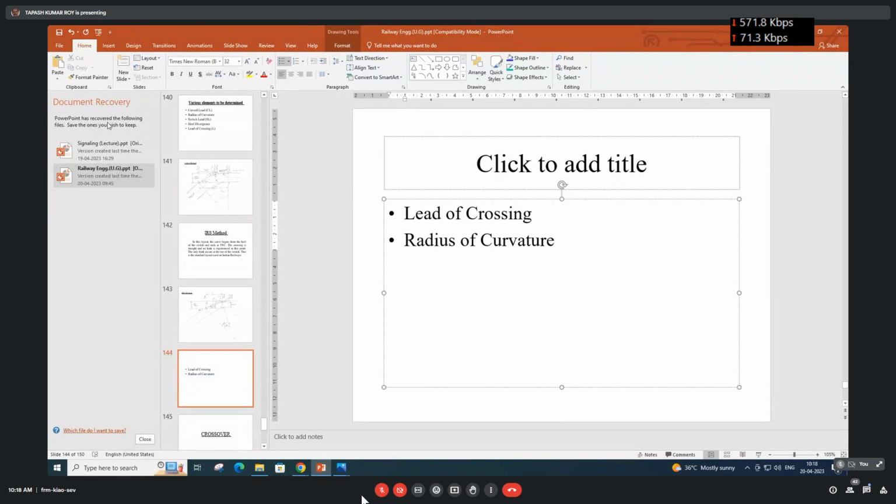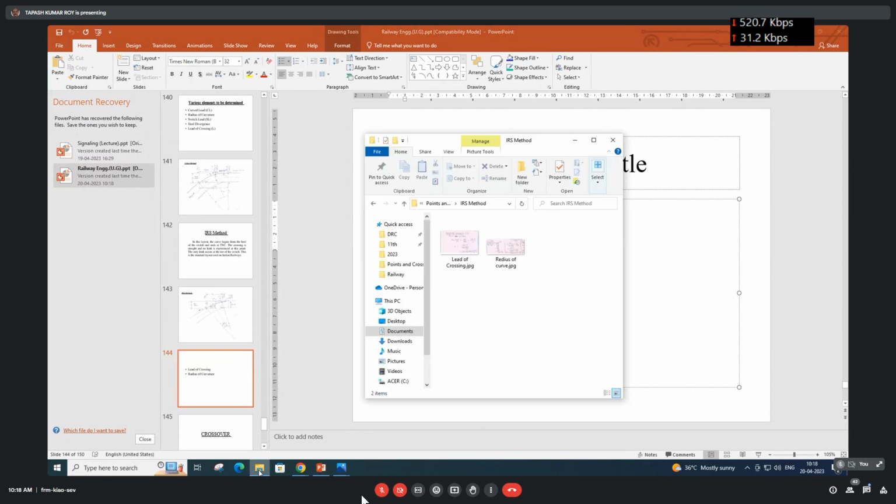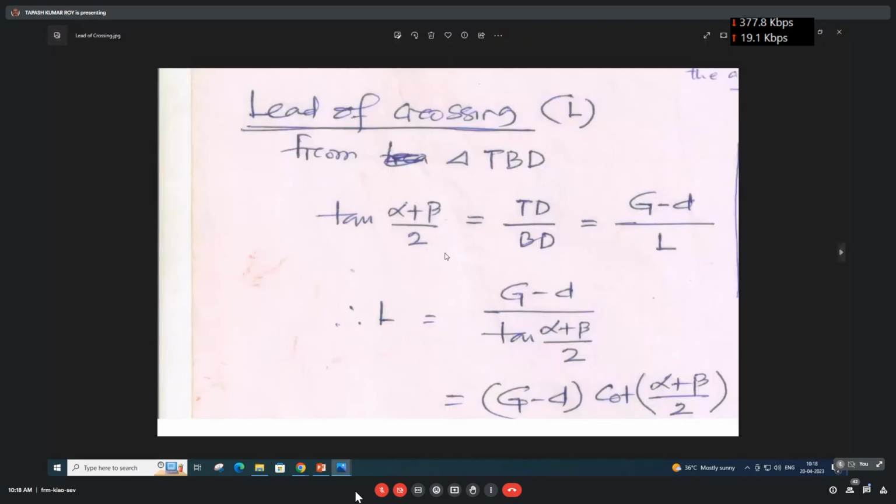This is another difference with the Coles method. In case of Coles method, we'll have to find out 5 elements. Whereas in case of IRS method, we'll have to find out only 2 elements: lead of crossing and radius of curve. So how can we find it out? First of all, we'll find out the lead of crossing.